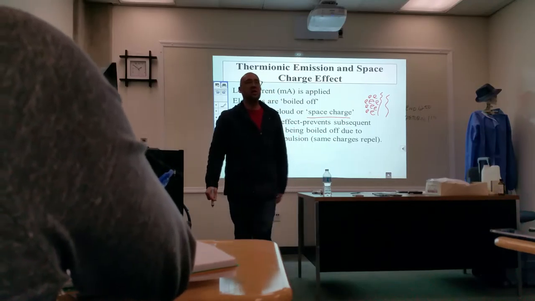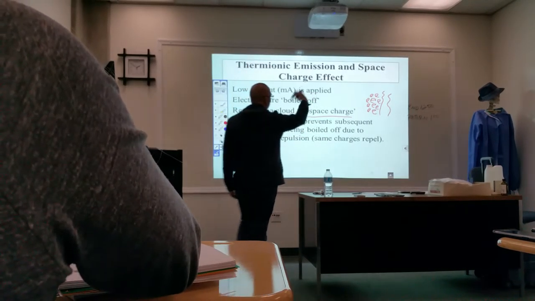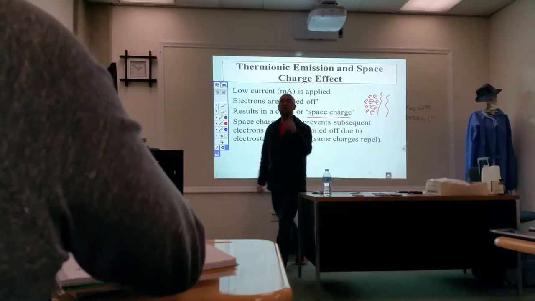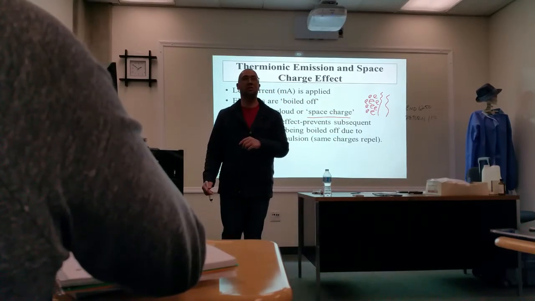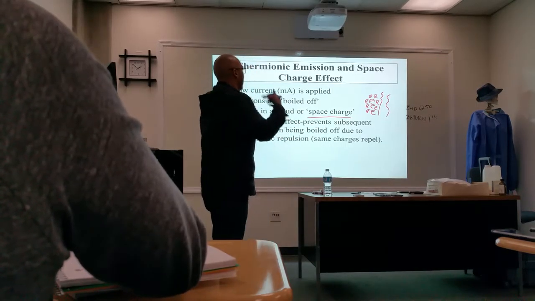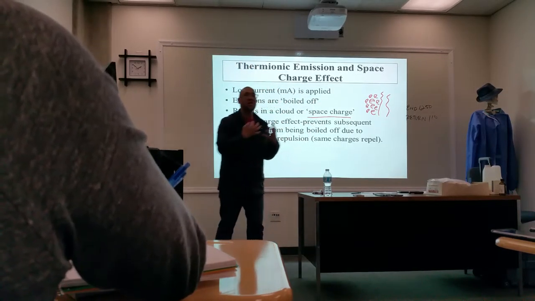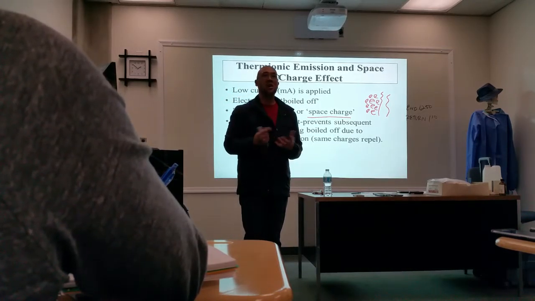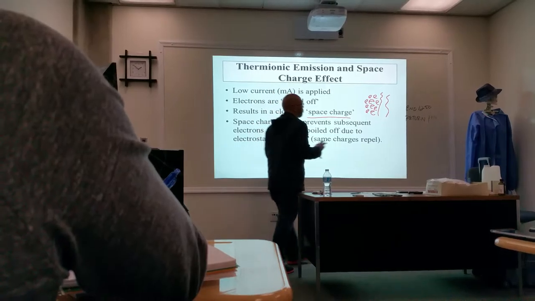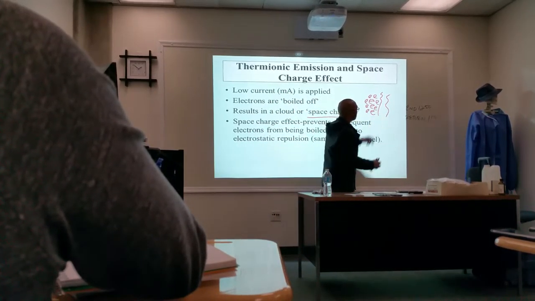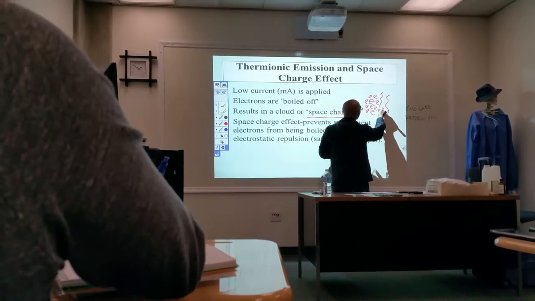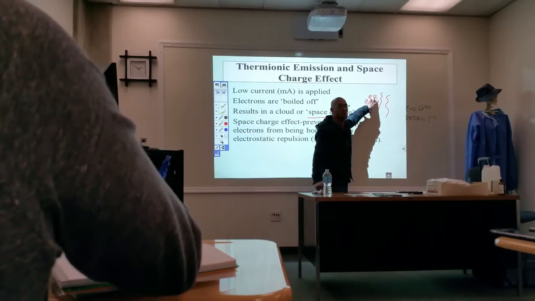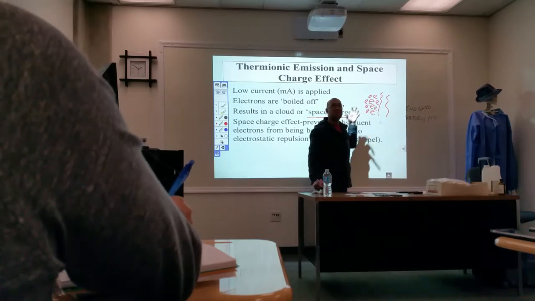So here's my question. Is the charge of a group of electrons going to be stronger than the charge of a single electron? Larger. Yes, right? So what's going to happen here is that at some point, electrons are not going to be able to jump off those wires because the charge out here is so strong, it's preventing them from coming out.